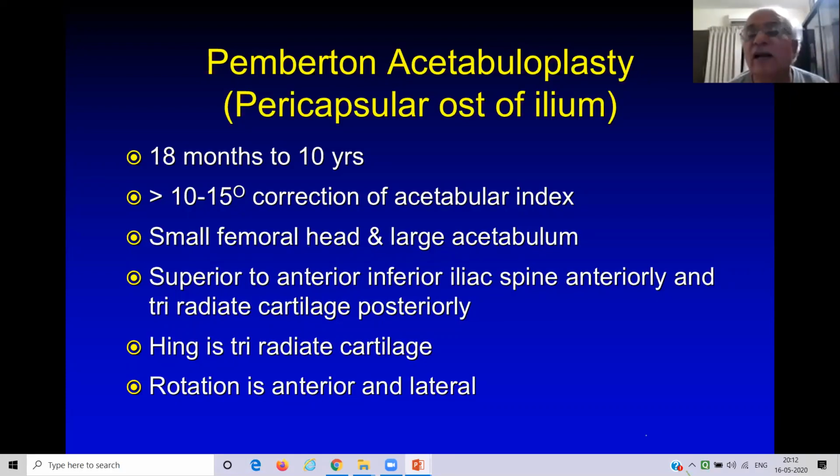It is a small head, acetabulum is large. Now acetabulum is going to get compressed, going to the smaller configuration. So the head will be contained. It will not allow the head to subluxate.